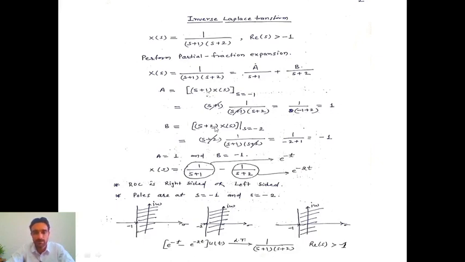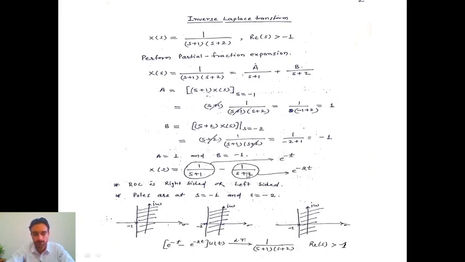Like this, the second part, again by the partial fraction method, we can solve this and the constant B will be equal to minus 1. So finally, the value of A is 1 and the value of B is minus 1. So we can have this expression like this, x of s equal to 1 upon s plus 1 minus 1 upon s plus 2.